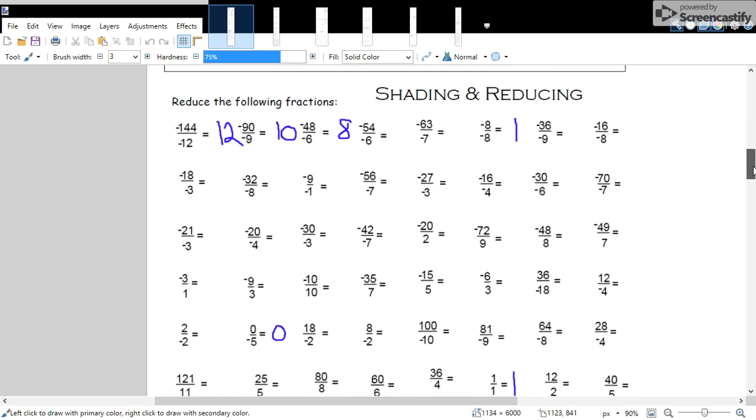Let's go to the next page. Reducing. We're reducing the following fractions. So we have -63 over -7. That would be +9, because basically we have -63 divided by -7. The two negatives cancel out to a positive, and so it's just 9.